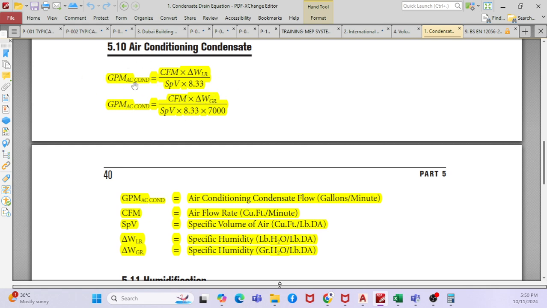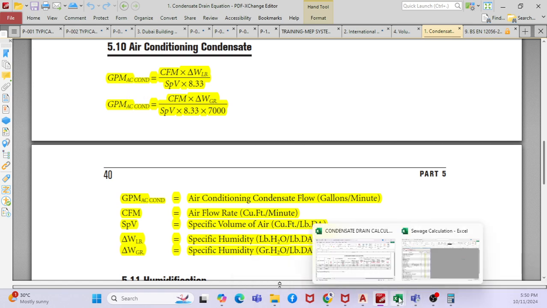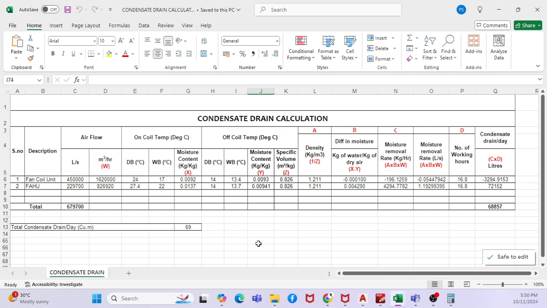So in this equation, how do you calculate the airflow rate? Say for example, since you have an air conditioning background, you know that whenever you have a schedule of the air conditioning equipment, you have a fan coil unit, and what you will have is the airflow rate, which is in liters per second or cubic meters per hour, right?